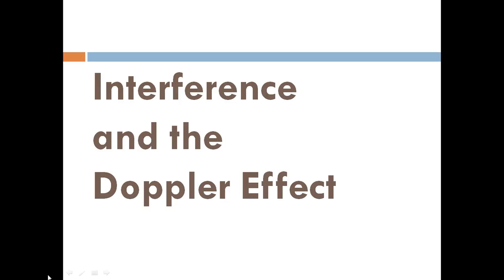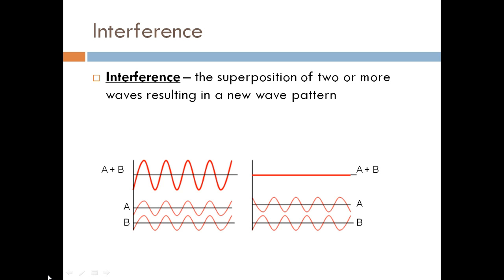This will be the last section that we talk about in sound. This is going to be on interference and then also the Doppler effect, and we'll look at those separately. So the first thing we'll talk about is interference. We've actually already talked about this a little bit, so I'm not going to spend a lot of time on it.